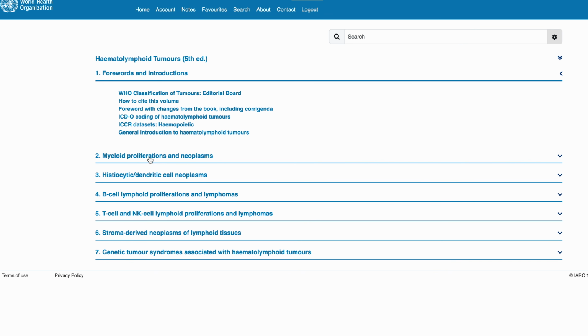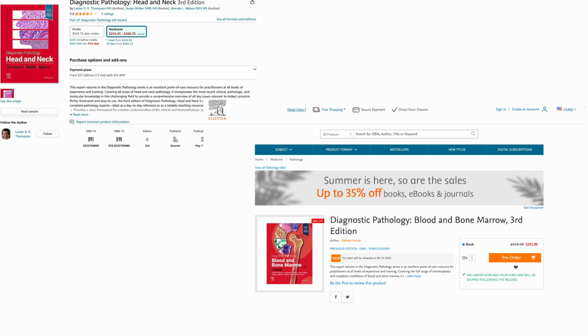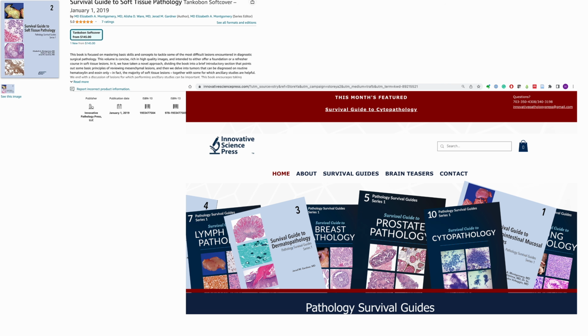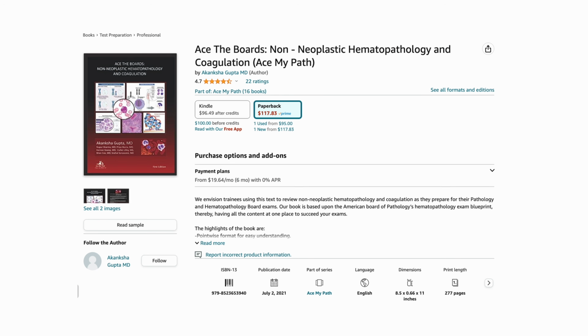As I discussed before, Diagnostic Pathology is another amazing resource. I just put here head and neck and blood and bone marrow, but there are a lot of books of this series and also very nice. The Survival Guide series is also very nice. You see here the Survival Guide to Soft Tissue Pathology and also other Survival Guides to Derm Path, Lymph Node, Prostate, Breast, Cyto. One of the recent series is called Ace the Boards, and these are also very nice books, with online access for both CP and AP sides of pathology.